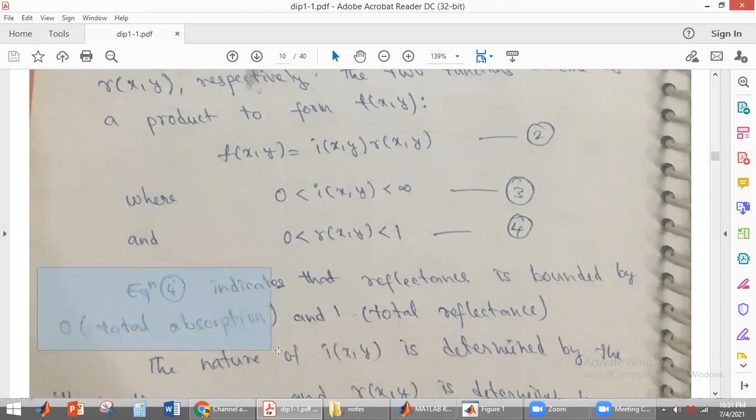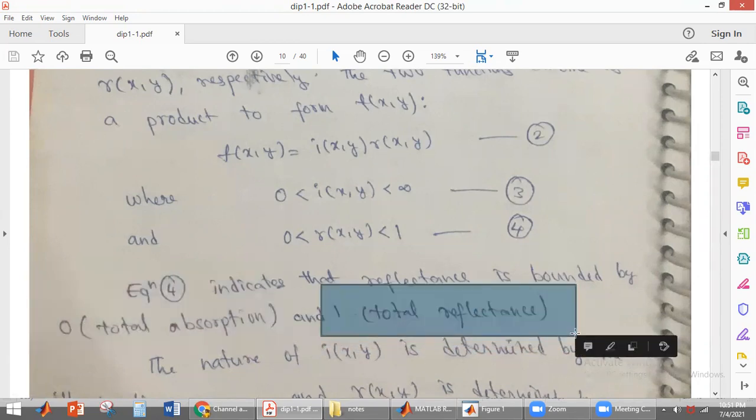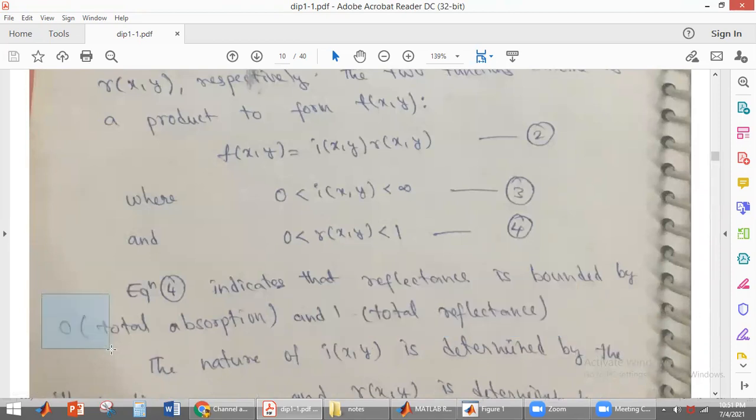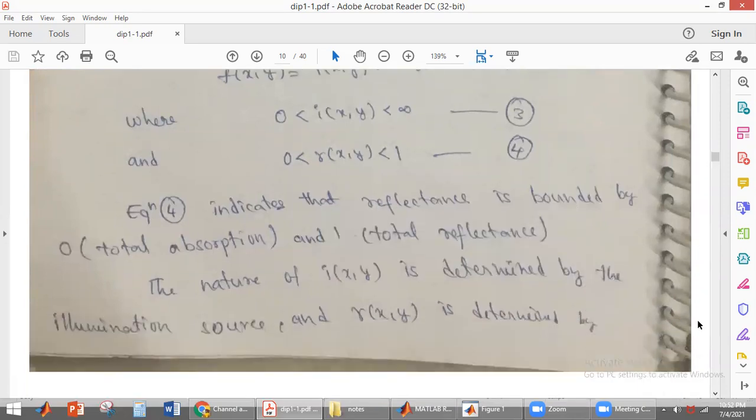What does 0 mean? It is total absorption. There is no reflectance, so the object is not reflecting any energy, and the value will be 0. When the reflectance value is 1, it is called total reflectance: the entire energy is reflected. For black, we have the value 0, where there is no reflectance at all. For white, we have the value 1, where there is total reflectance.